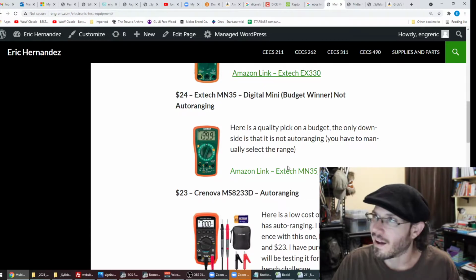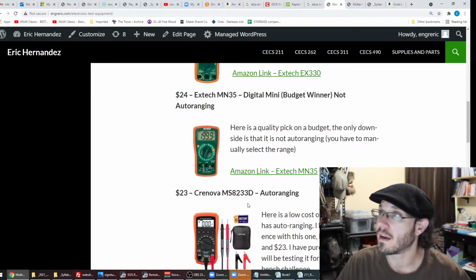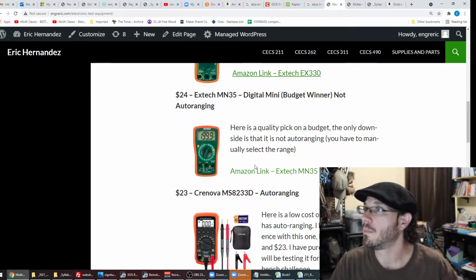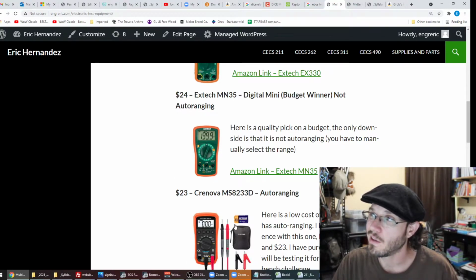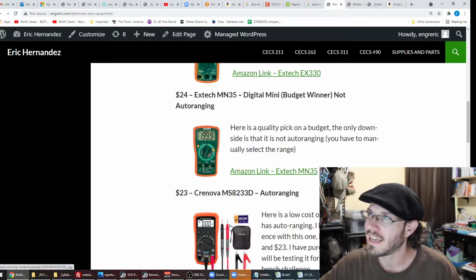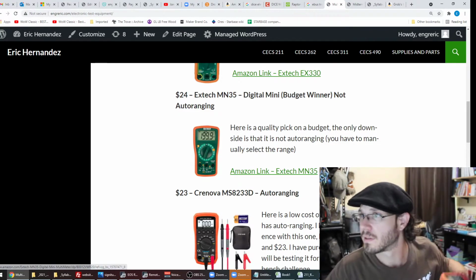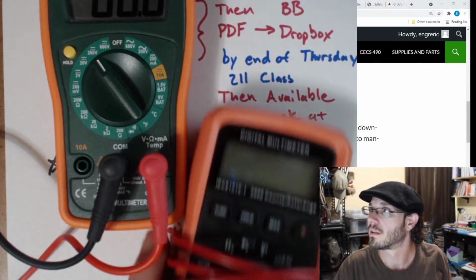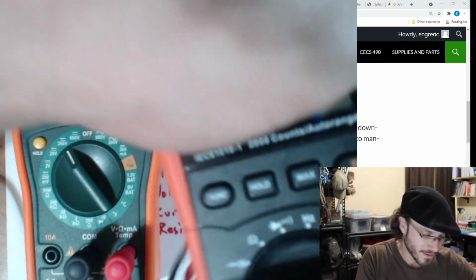For $20, I have put down two awesome options over here. One of them is the X-Tech, the little guy that I just had up on the screen. And the other one is this no-name Cronova offshore overseas budget unit that actually seems to be doing a pretty good job. And here they are side by side. Look at how cute that is.